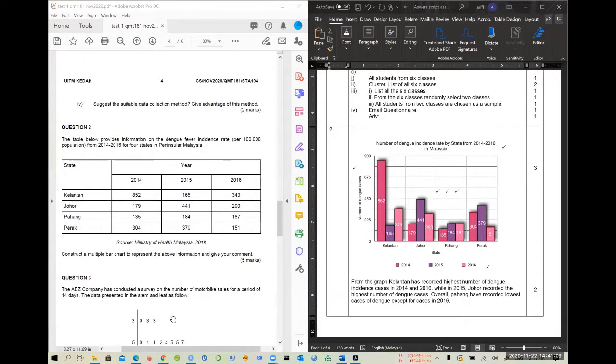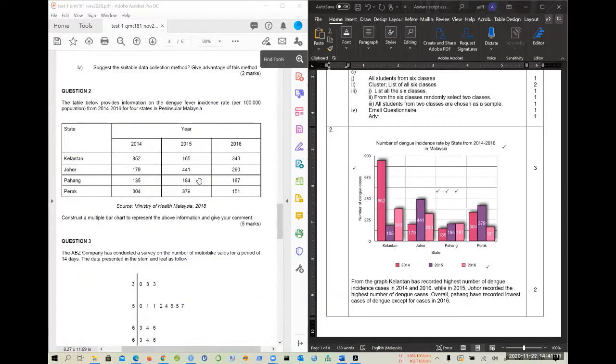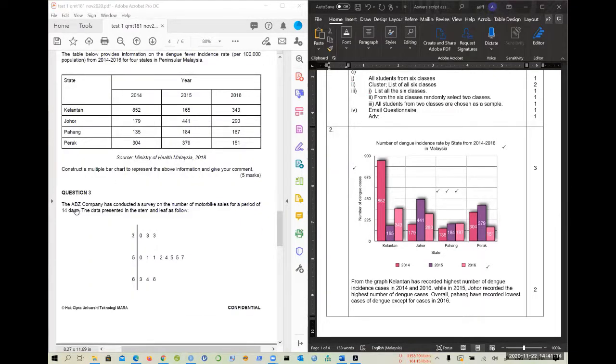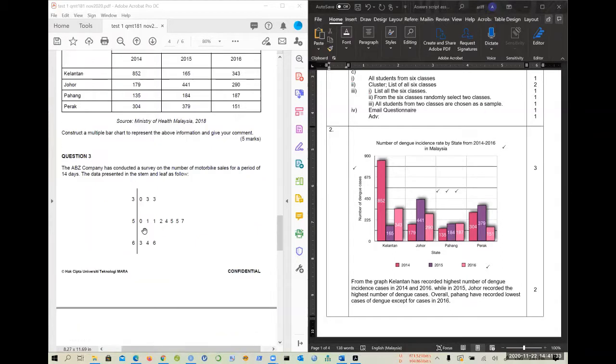Okay, number 3 give you a stem and leaf display. So in this case, they give you, okay, the ABC company has conducted a survey on the number of motorbike sales for a period of 14 days. The data presented in the stem and leaf as follows. So this is your data. So by right, the correct stem and leaf display must have a unit legend. Okay, unit legend means that the interpretation of how you read the stem and leaf.